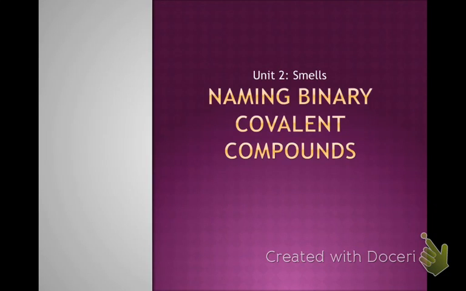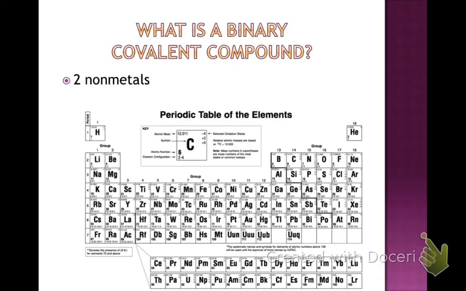Darlings, today we're going to start naming binary covalent compounds. So, a binary covalent compound is just two nonmetals. And let's make sure we remember where those nonmetals are.